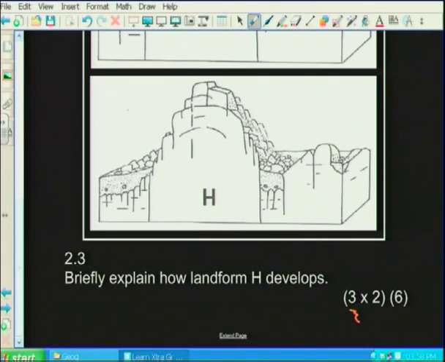Okay, for a tor developed, we need well-jointed igneous rock. That would be the first point in your answer, that we need granite rock that is exceptionally well jointed. Okay, our second point would be the fact that we need chemical weathering to occur along the well jointed rock.